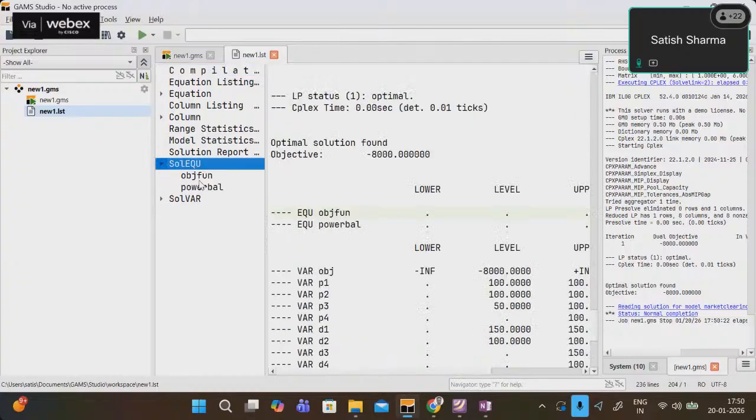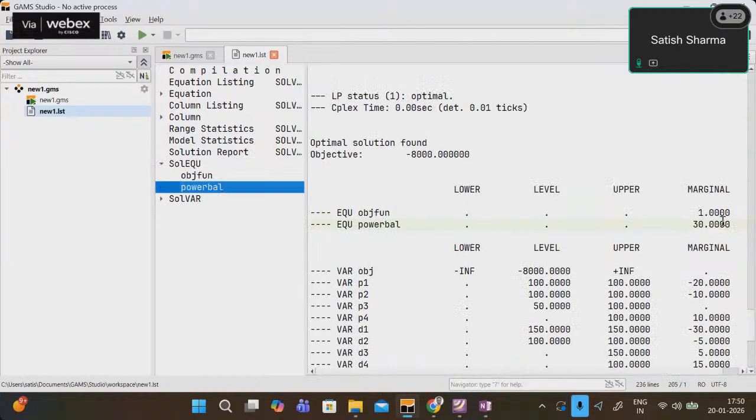So what is the power balance equation saying? And if I say the market clearing price is equal to 30. Okay, so the price has been increased from 30 to 32, the market clearing price. Quantity will also increase accordingly. Okay, and this is how we can basically write the entire program.